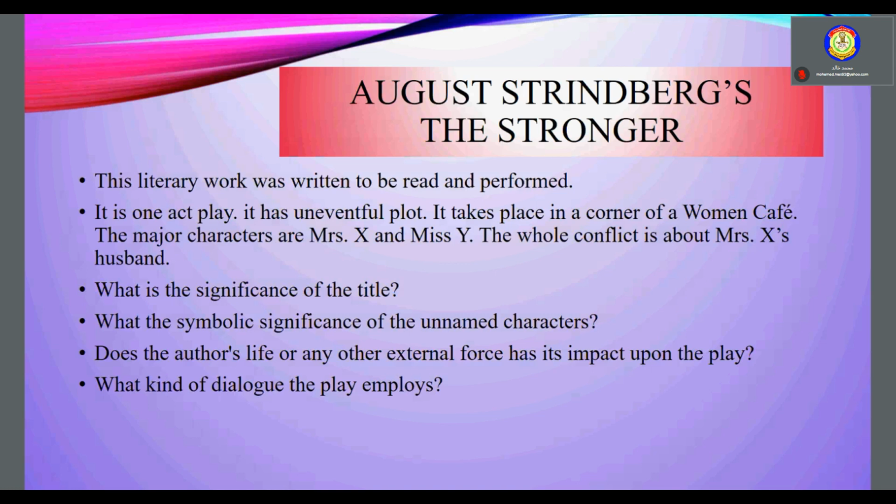Another thing, what kind of dialogue the play employs. You know that in this play, we have what some people call a dramatic monologue, because in a dramatic monologue, we have two individuals. One of them is the speaker, and the other one is the silent listener. But in fact, the other character is not silent. In fact, she responds by means of facial gestures, by means of body language. So as if this Miss Y is using nonverbal language. So this is another important question. What is the reason behind giving the verbal language to one character and making the other one a silent character?